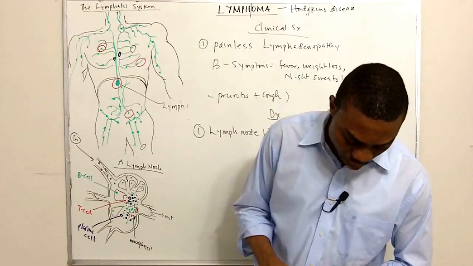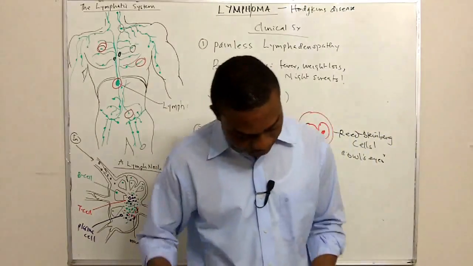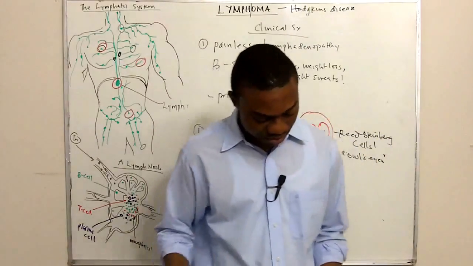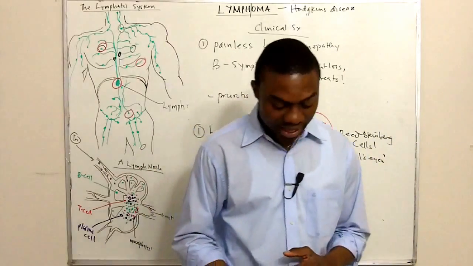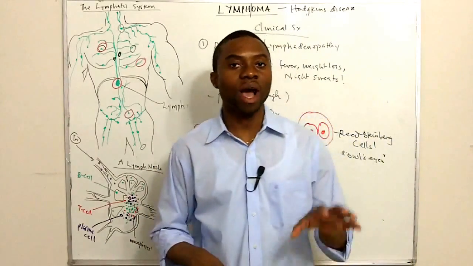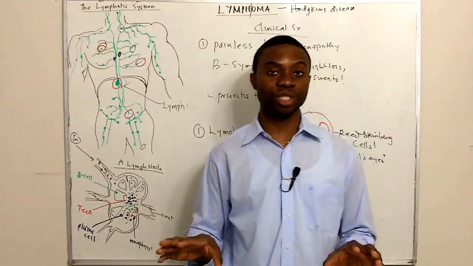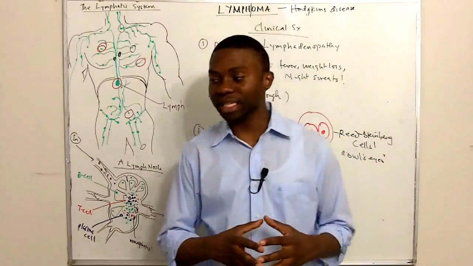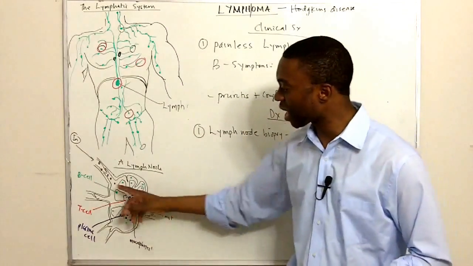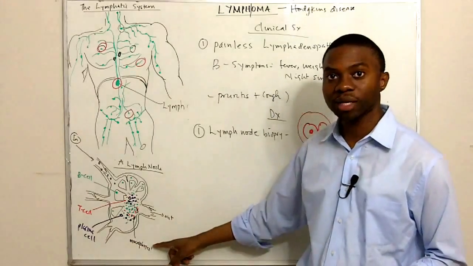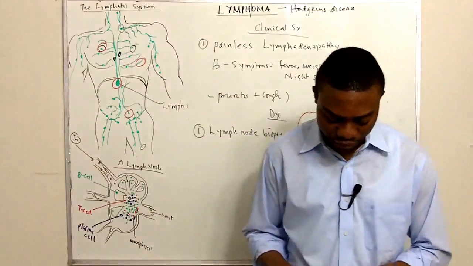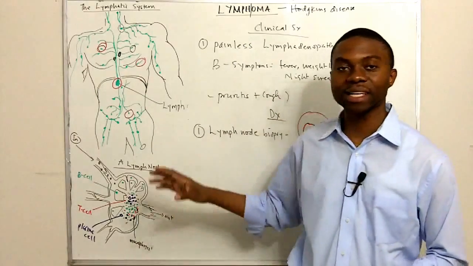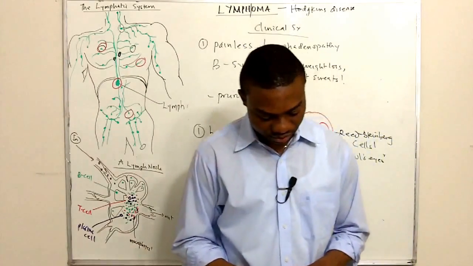And what are we going to see? Well, we're going to see eosinophils, plasma cells, T cells, and B cells. And this is what actually separates Hodgkin's lymphoma from non-Hodgkin's lymphoma. So in Hodgkin's disease, we are going to see a lot of inflammatory cells that I wrote on the board. But in non-Hodgkin's disease, there's no inflammatory infiltrate inside a lymph node biopsy.